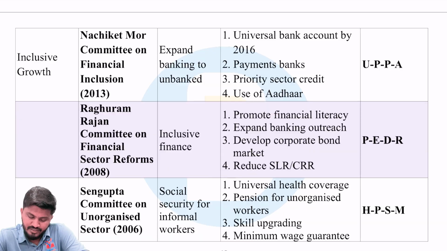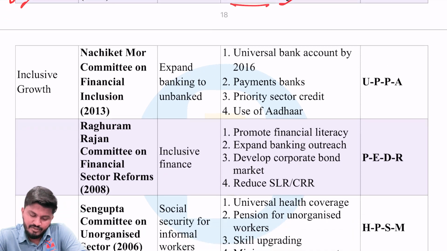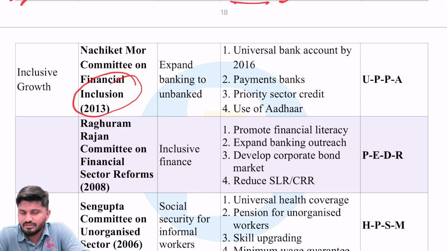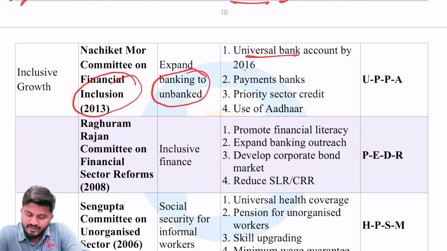Next is with respect to inclusive growth, and the important committees are Nachiket More Committee on Financial Inclusion. The Nachiket More Committee was very significant and was always in use whenever it comes to financial inclusion. Aim was expanding the banking to unbanked sectors. Okay, next, the recommendations were universal bank accounts by 2016, payment banks.